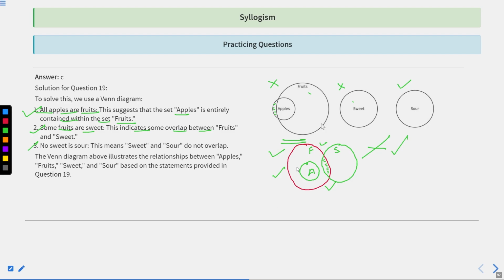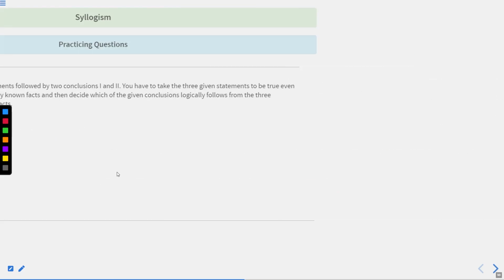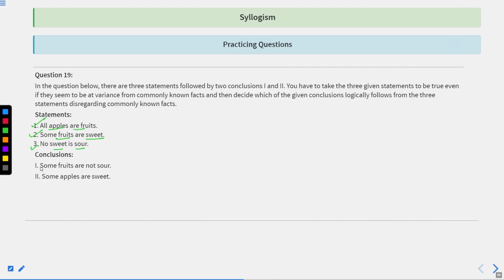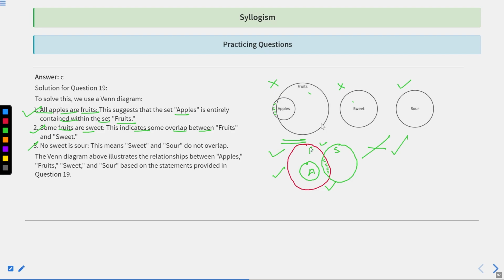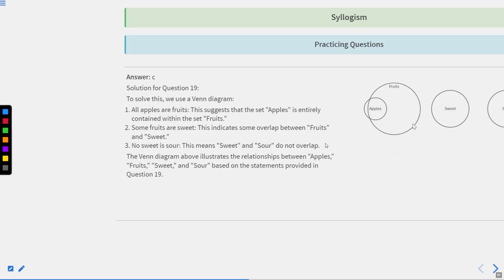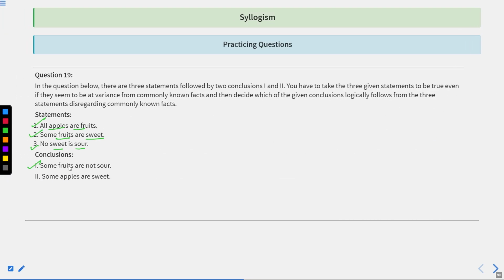So now, taking these 3 Venn diagrams and the statements into consideration, let's try to figure out whether these conclusions are true or not. The statement 1 says no fruit is sour. So when we say no fruit is sour, what is this particular statement suggesting? That there is no relation between fruit and sour. So what does that mean? That some fruits are not sour. This is a correct statement.